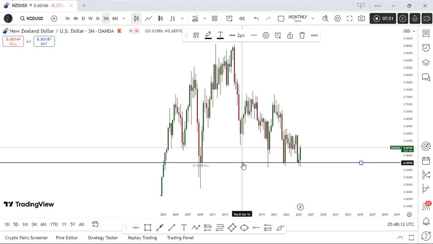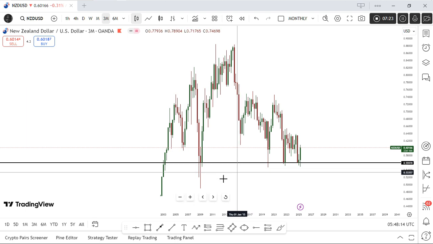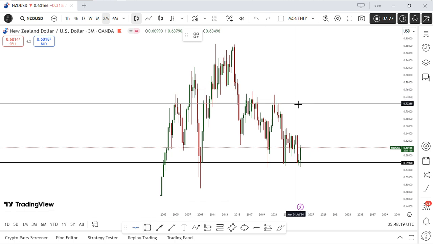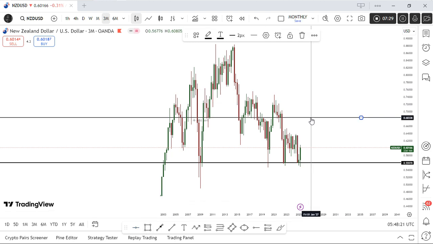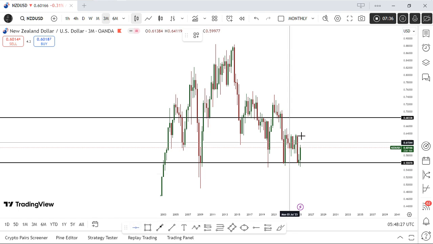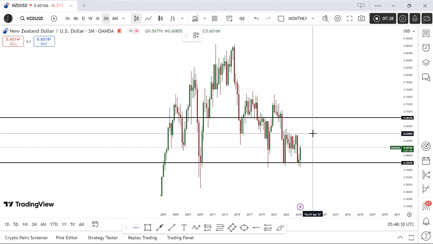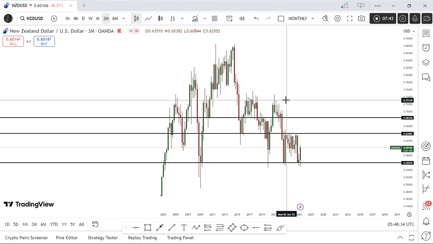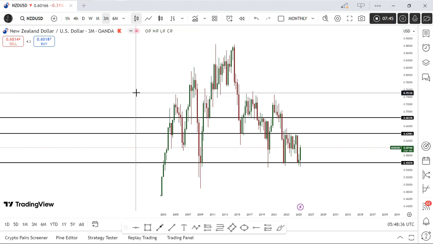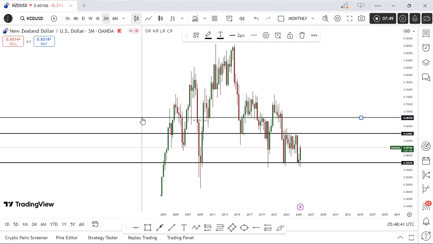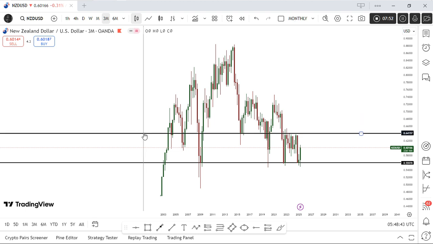Why? Because lines cannot cater for all these levels. The line cannot cater for all these levels. And because of this, we are going to be making use of zones. You can see the line cannot cater for everything. I don't like this. I needed to use a zone for my charts to look nice and clean. So I'm going to be deleting all this, and then we're going to be making use of zones.